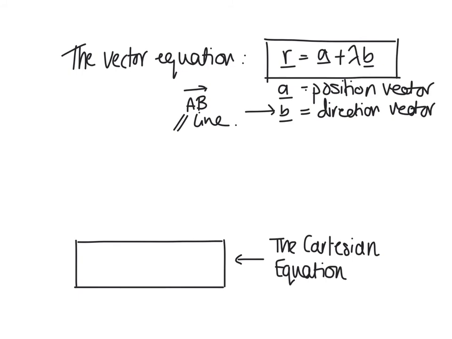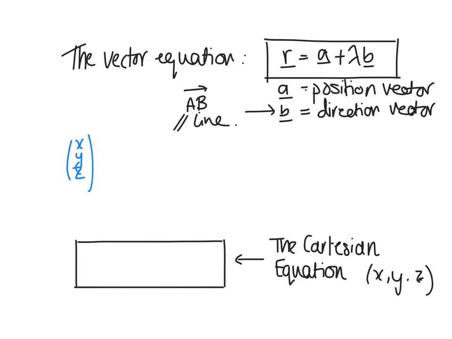Now, of course, like I've been making gentle references to, we actually like having Cartesian forms. So that's in terms of x, y, and now z, instead of this r and lambda thing. So let's take our vector equation and we'll get to our Cartesian equation. All right, r represents a general point on the line, so I'm going to use x, y, and z here. That's a general point on a line. It has an x, a y, and a z location.